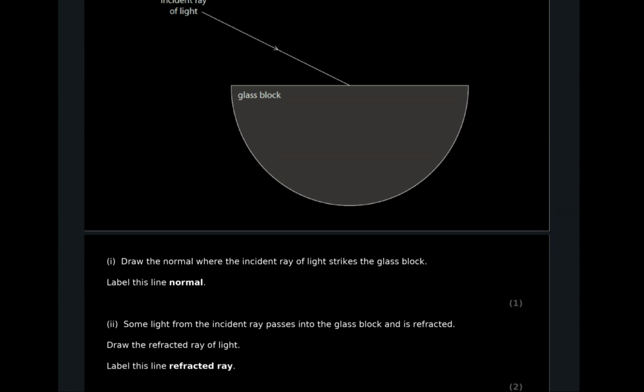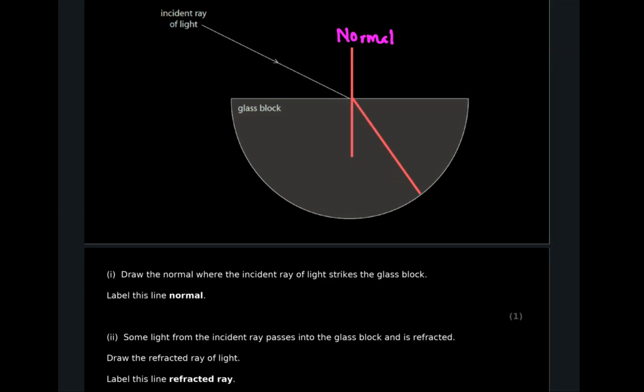We are supposed to draw the normal where the ray of light strikes the flat surface of the glass block. So the normal, we are going to draw it like that there. Some light from the incident ray passes into the glass block and it's refracted. So let us draw how refraction is going to take place. But remember, refraction is the bending of a wave. And now since the ray is moving from less dense medium to dense medium, which is glass, this ray is going to bend towards the normal like that. This is the refracted ray.